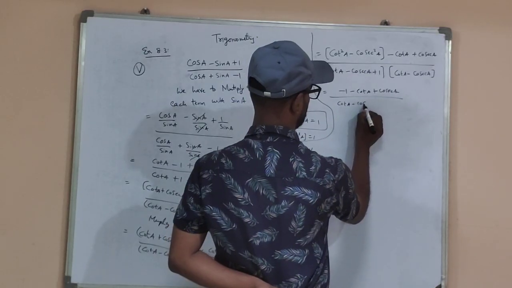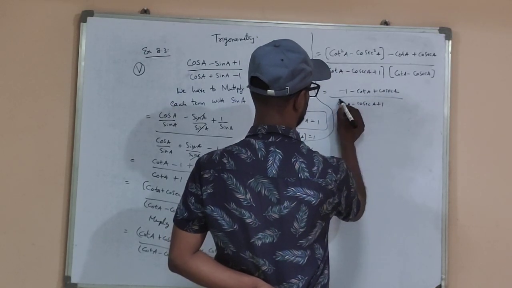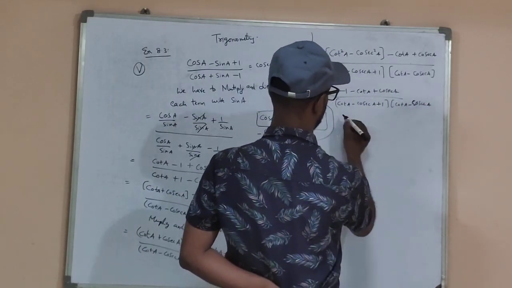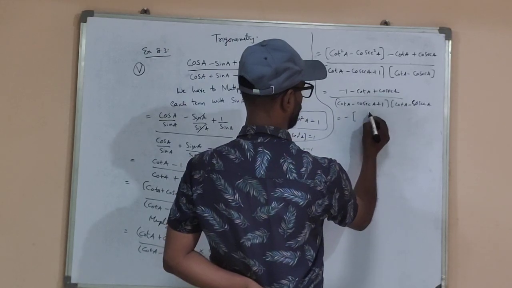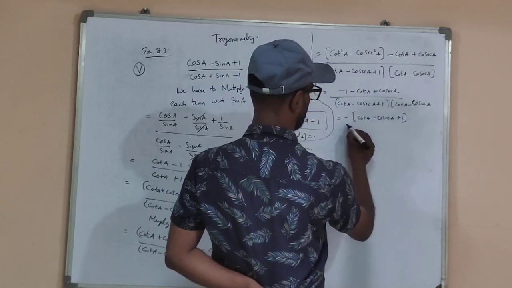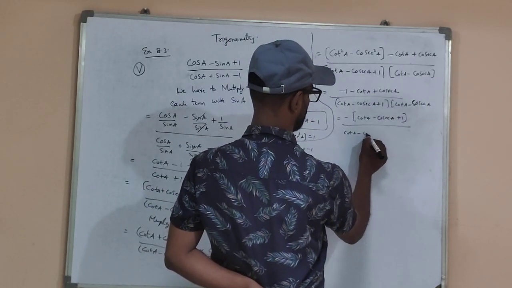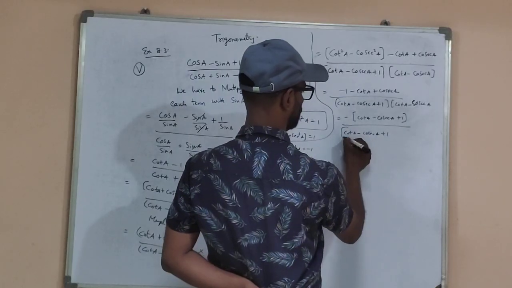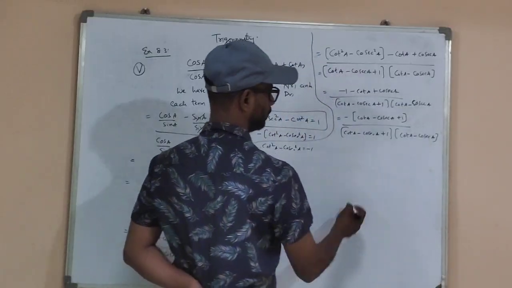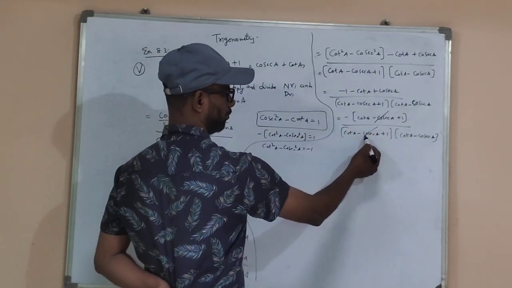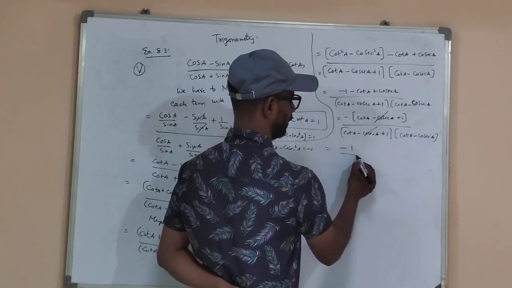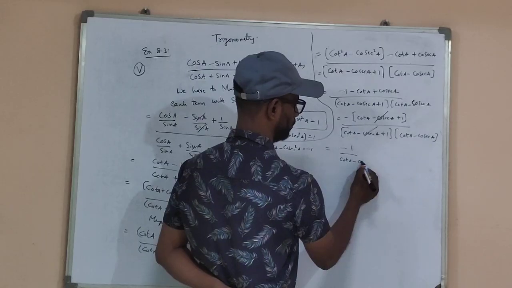by (cot A minus cosecant A plus 1) into (cot A minus cosecant A). That is equal to, again if we take minus common, what happens? Cot A minus cosecant A plus 1 by cot A minus cosecant A plus 1 into cot A minus cosecant A. Now both terms are similar, so both the numerator term and denominator term get cancelled. So we are left with minus 1 by cot A minus cosecant A.